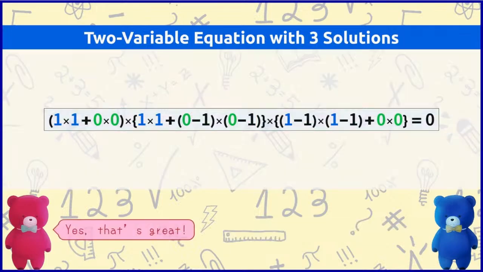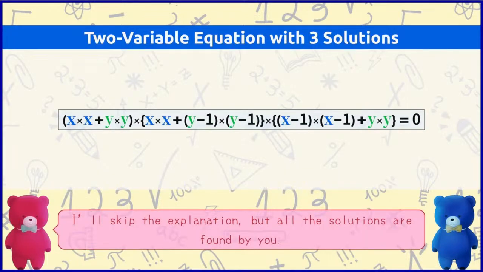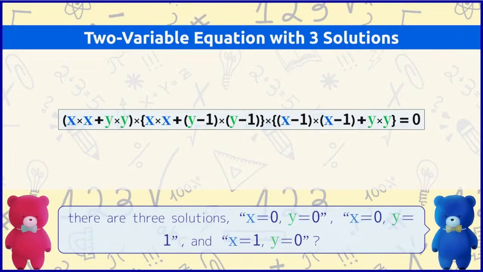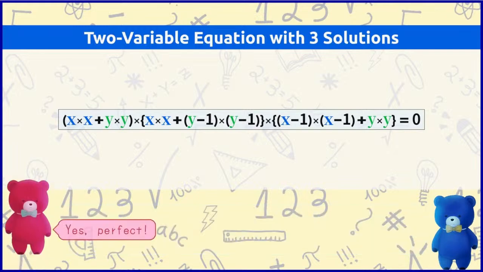Yes, that's great. I'll skip the explanation, but all the solutions are found by you. So, since a pair of the values of x and y is a solution, there are 3 solutions: x equals 0, y equals 0; x equals 0, y equals 1; and x equals 1, y equals 0. Yes, perfect.